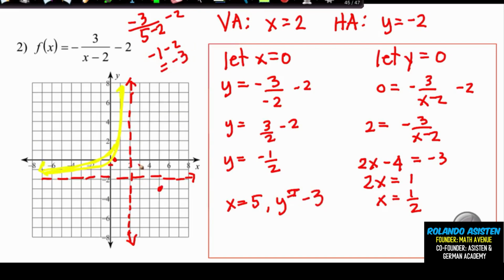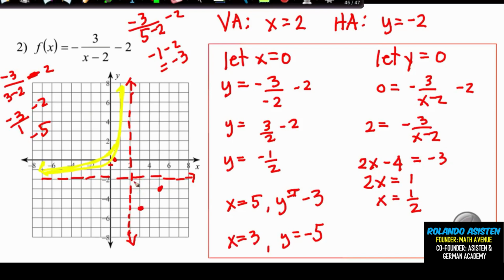And then let's try x equals positive 3. If x equals positive 3, you have negative 3 over 3 minus 2, minus 2. So you have negative 3 over 1, minus 2, so you get negative 5. y is negative 5. So this is 3 and negative 5.